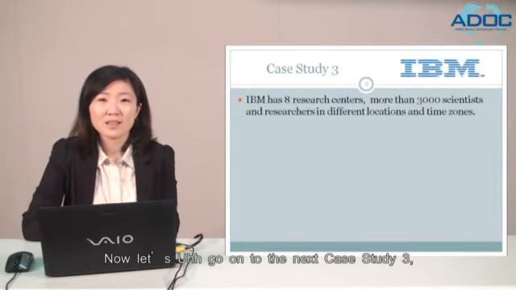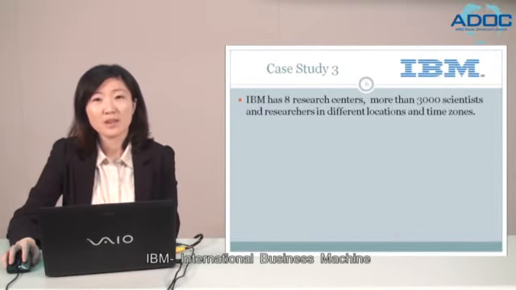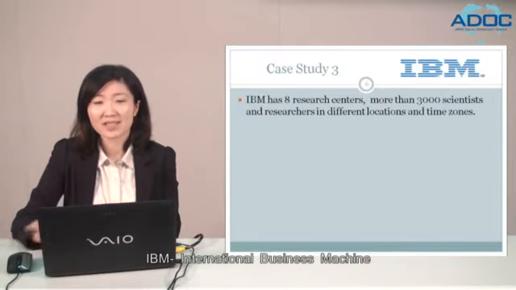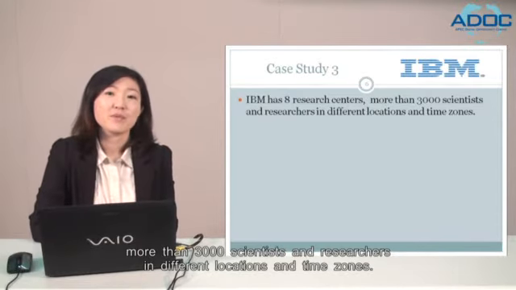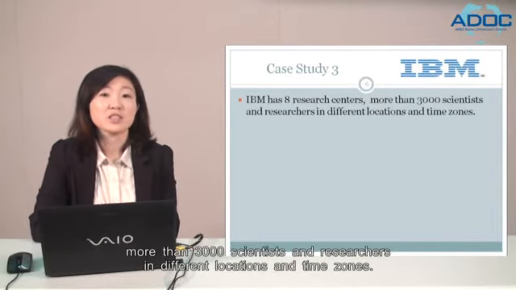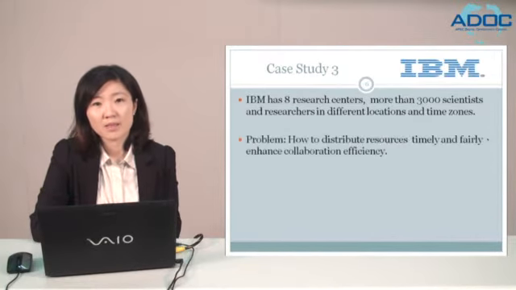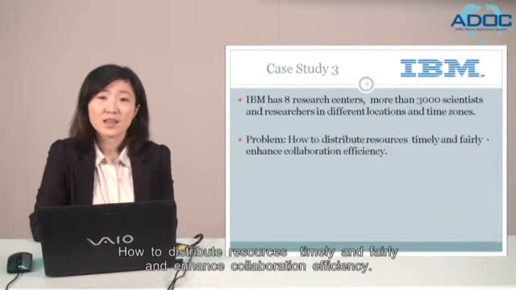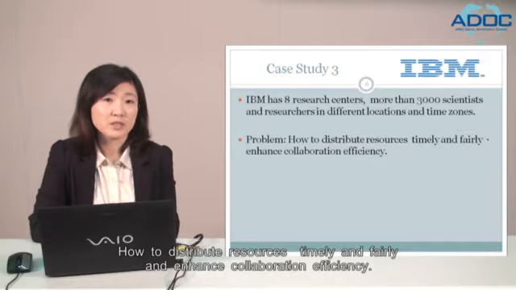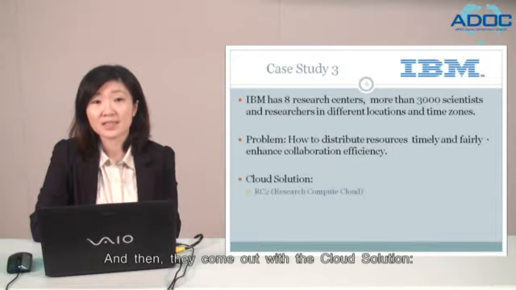Now, let's go on to the next case study 3, IBM, International Business Machines. As we know, IBM has 8 research centers and more than 3,000 scientists and researchers in different locations and time zones. They have some problems: how to distribute resources timely and fairly, and enhance collaboration efficiency. And then they come up with the cloud solution.